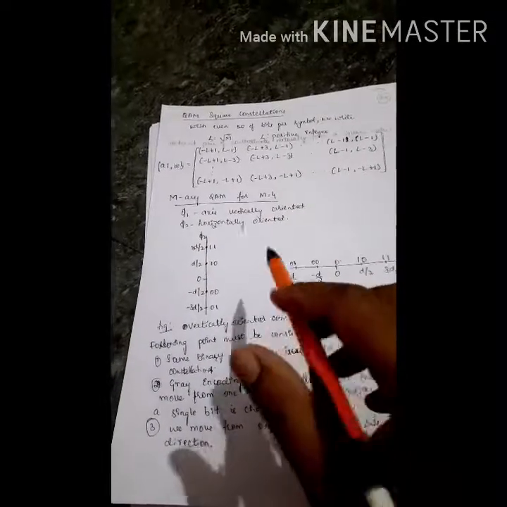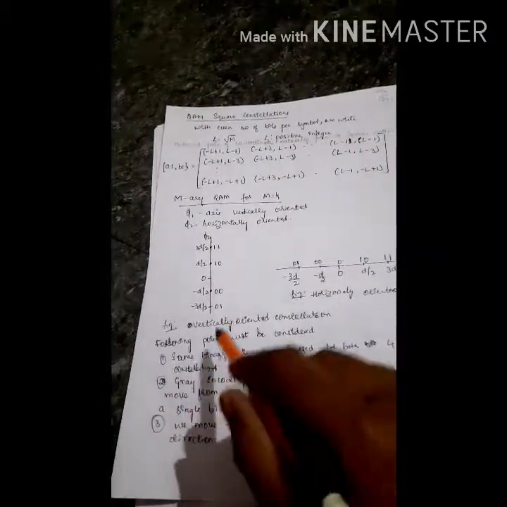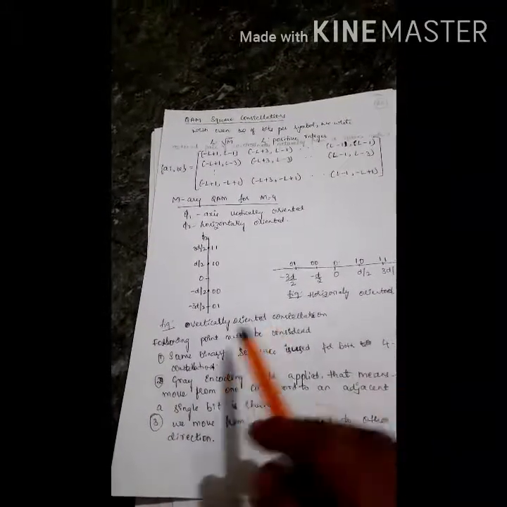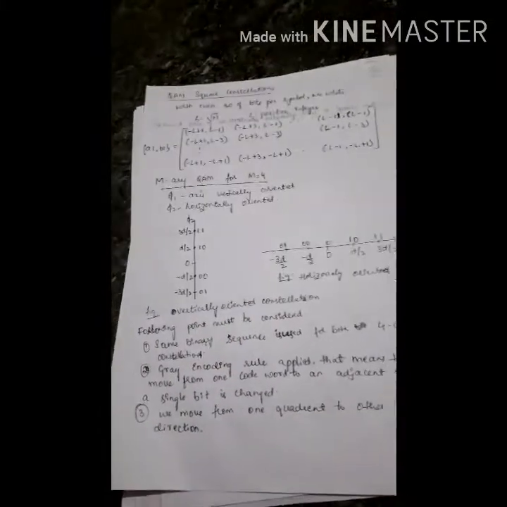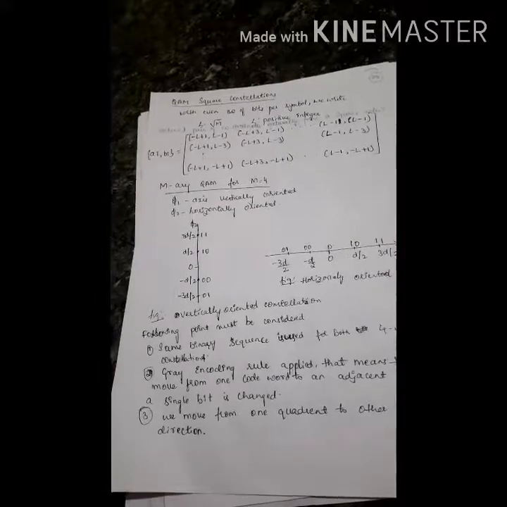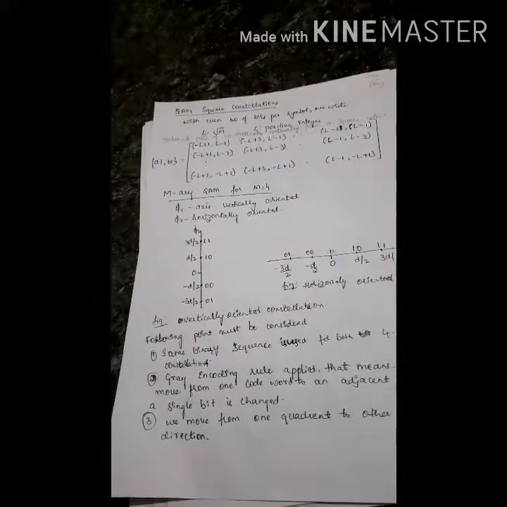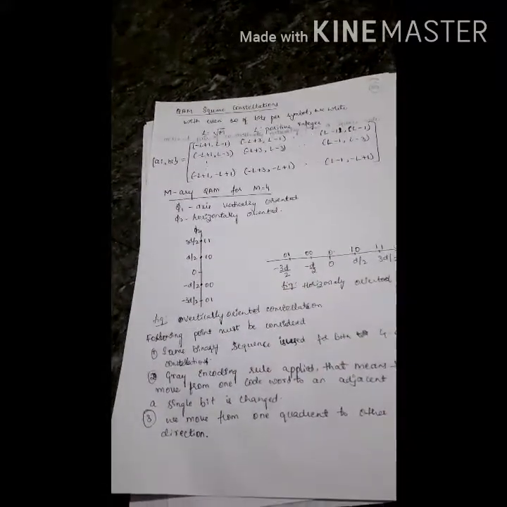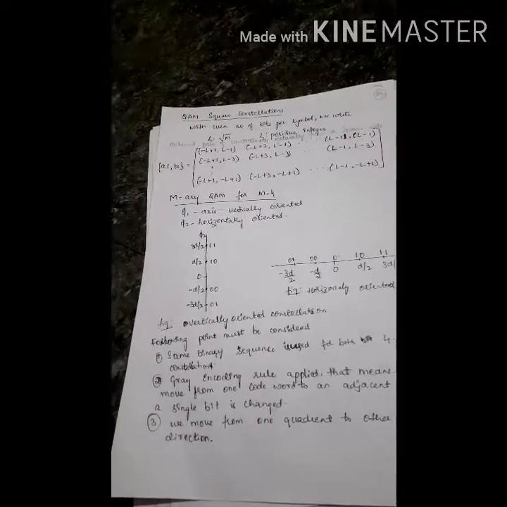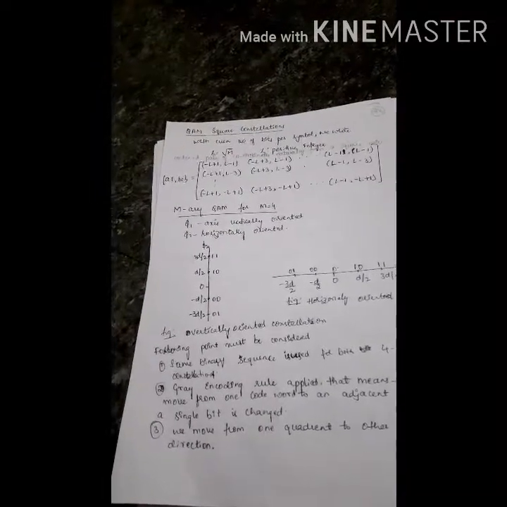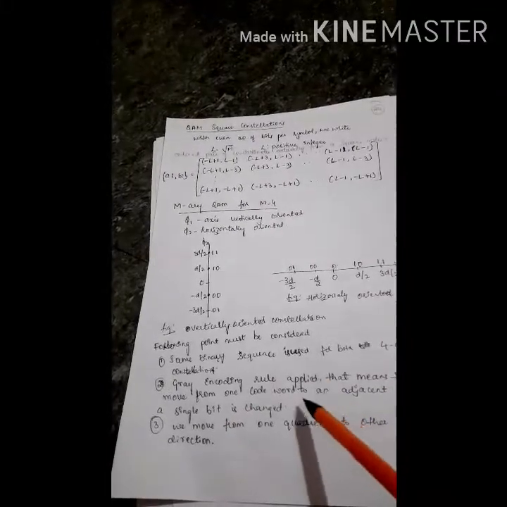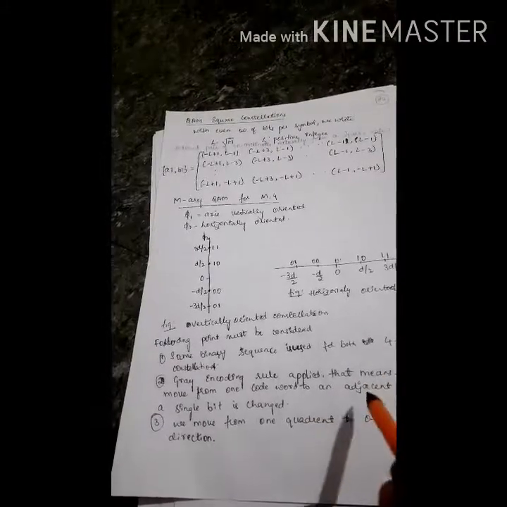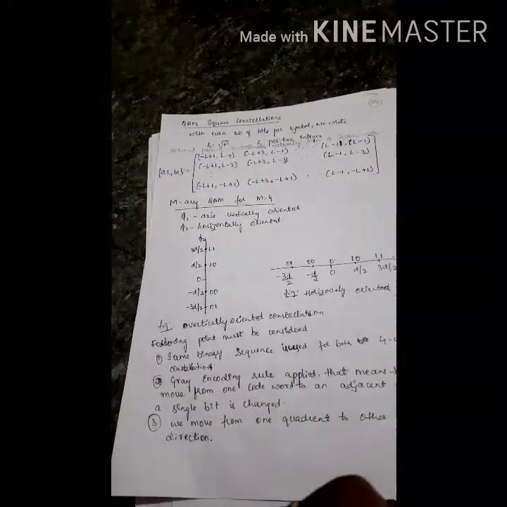Here, a point should be kept in mind: the same binary sequence is used for both 4-ary PAM constellations. And next, the Gray encoding rule is applied here, which means that as we move from one code word to an adjacent one, only a single bit is changed in the Gray coding.